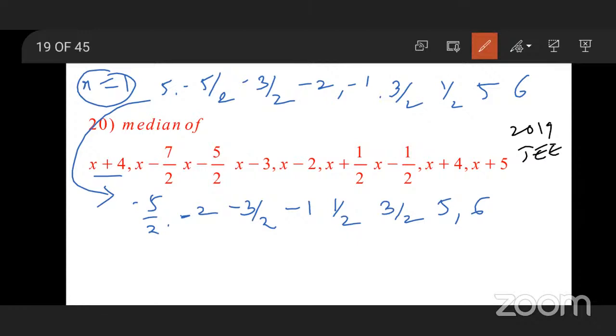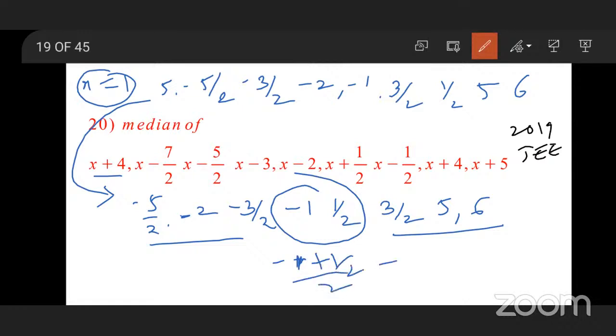I'm writing in ascending order. We get what I want, the middle term. How to find the middle term here? The first two, three, the last three are middle; remaining, the addition of this one by 2. What is the value? Minus 1 plus 1 by 2, divided by 2, is equal to 1 by 4. What is the median value? 1 by 4. Given problem, median value is 1 by 2.